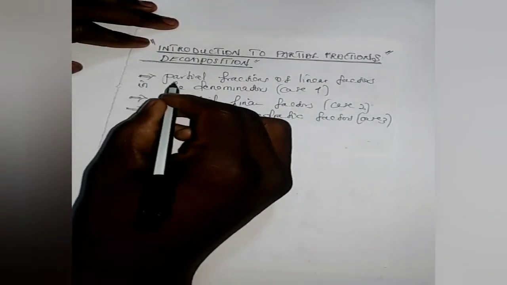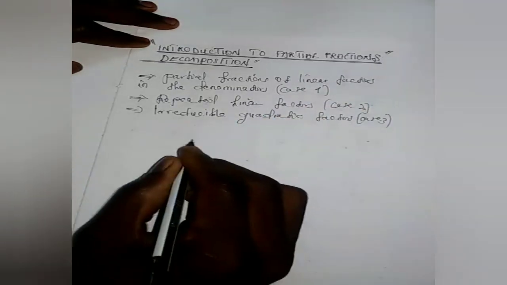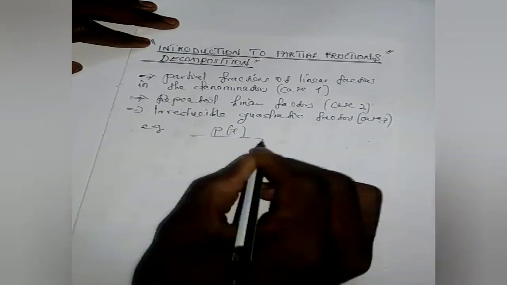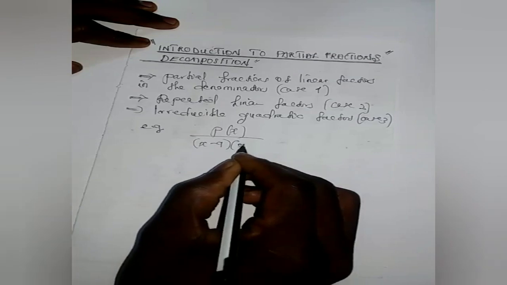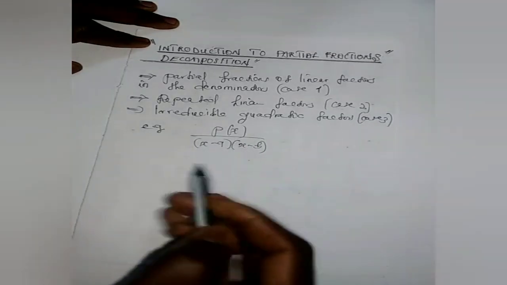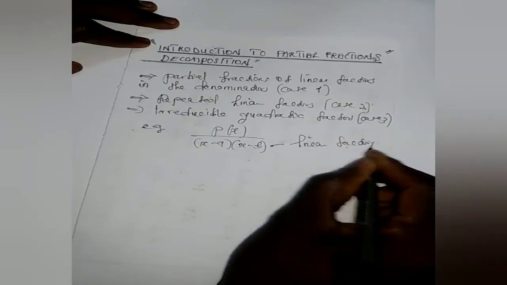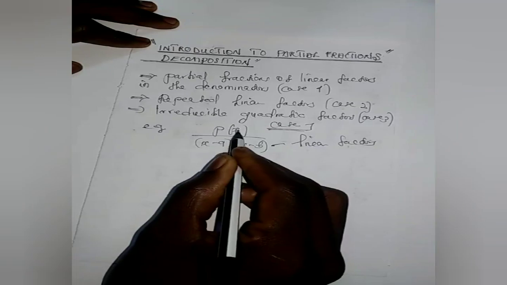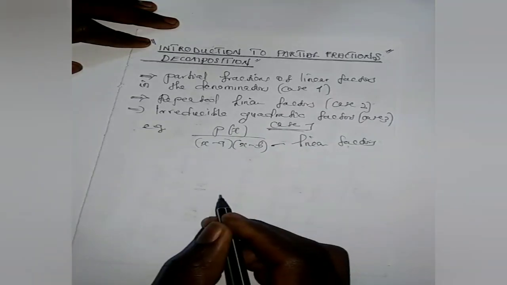So what do I mean by linear factors? I gave an example. For example, p(x) is a polynomial, and then the linear factors are x minus a and x minus b. These are linear factors. This is case 1. So we'll learn how to decompose when this polynomial or rational function is divided by these linear factors.